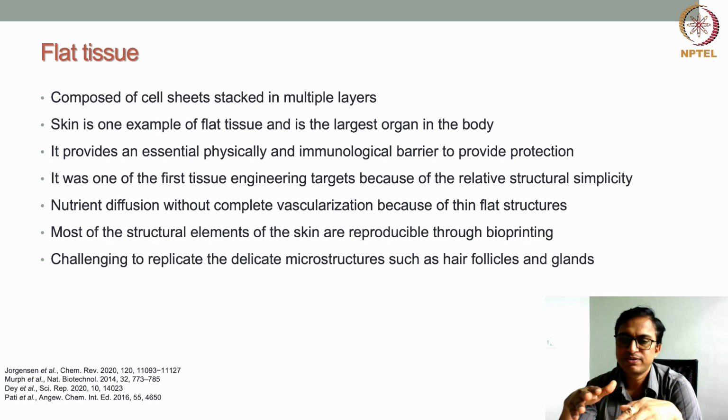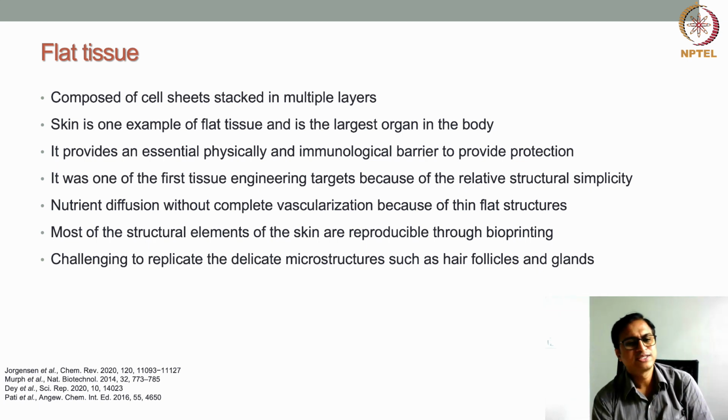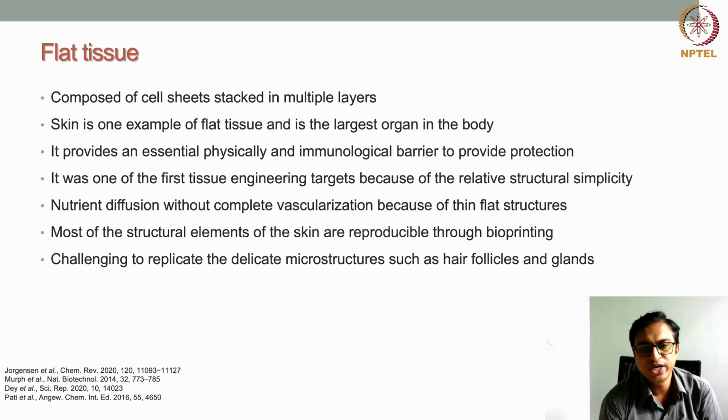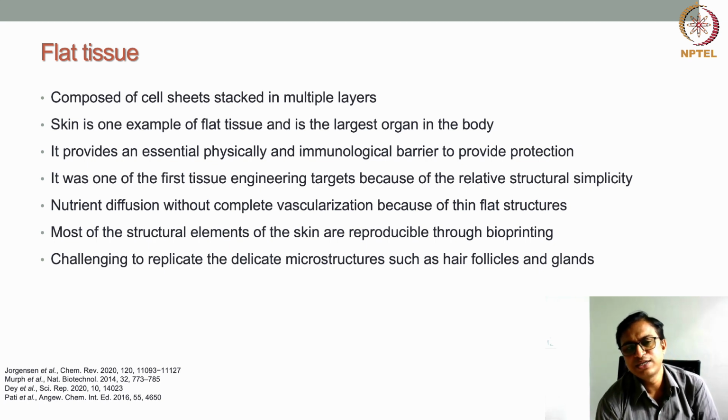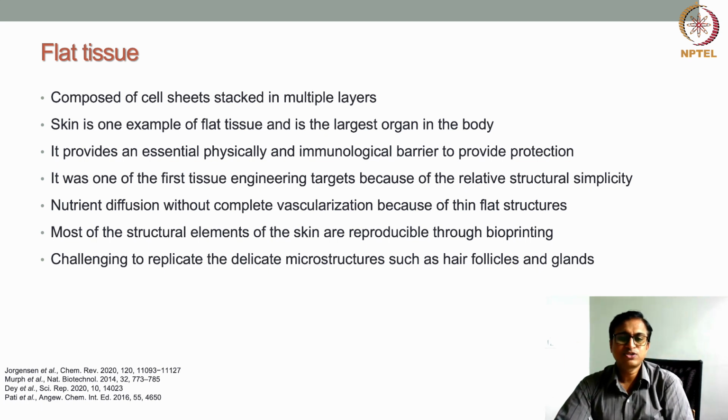So that is one thing. But vascularization is important, and some amount of vascularization is very much required. But that's not a very highly stringent requirement for flat tissues like skin, rather than very highly complex and thick tissue like maybe liver or kidney, where vascularization is very highly required, otherwise the organ cannot be sustained.